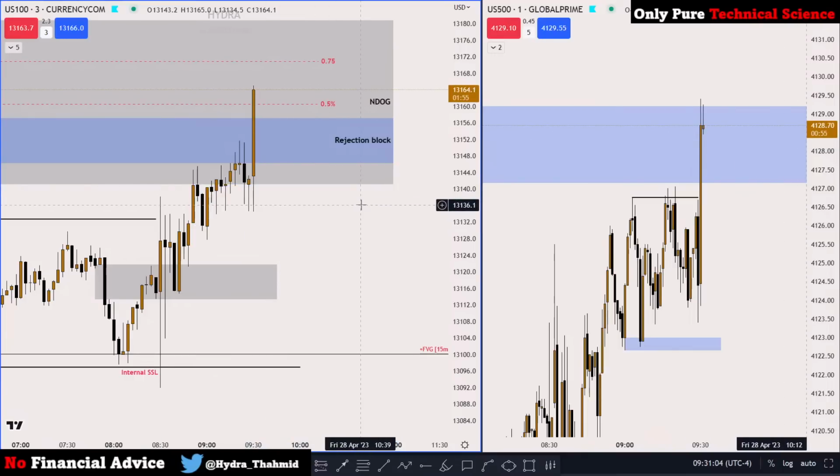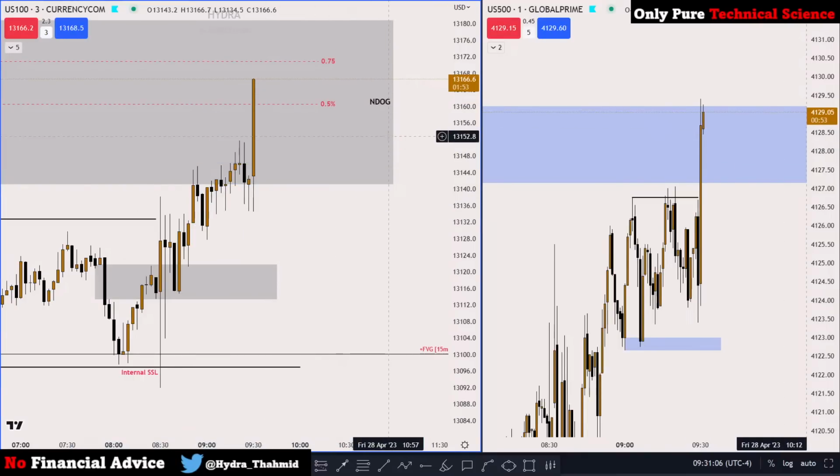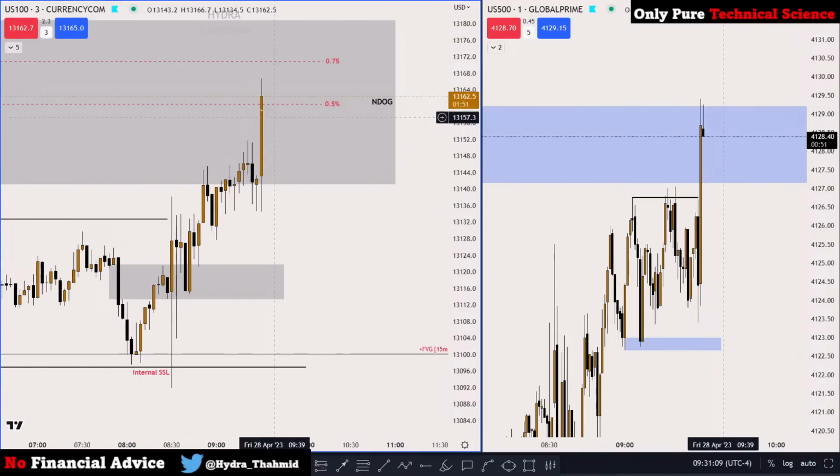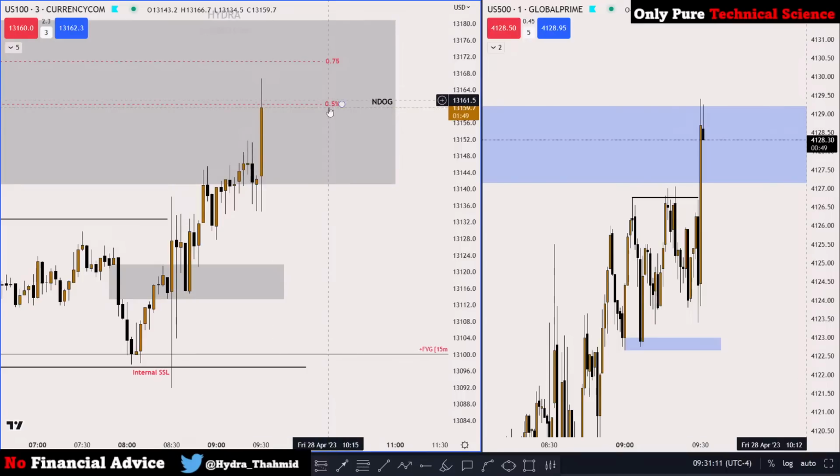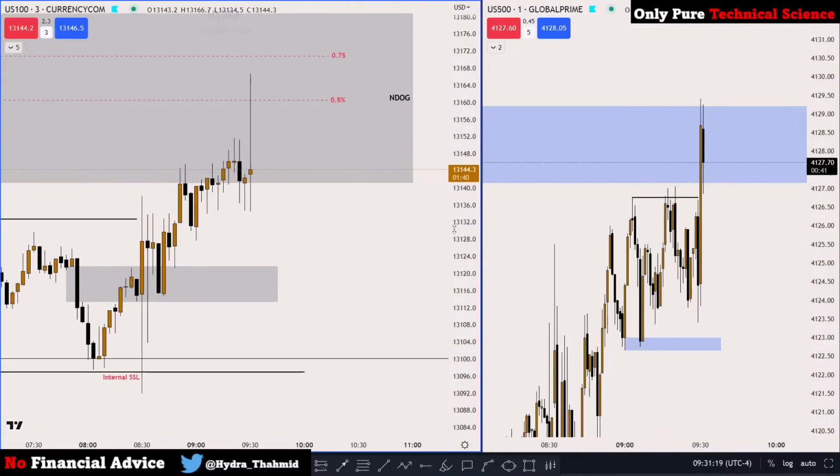That's not a breaker block anymore. So this rejection block is not valid anymore. Price came up, right? That's what I was expecting to see. Price coming up in this new day opening gap, getting rejected from this midway here, right? I've been literally preaching that.